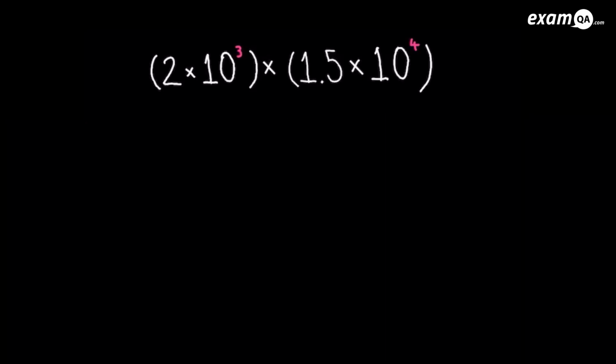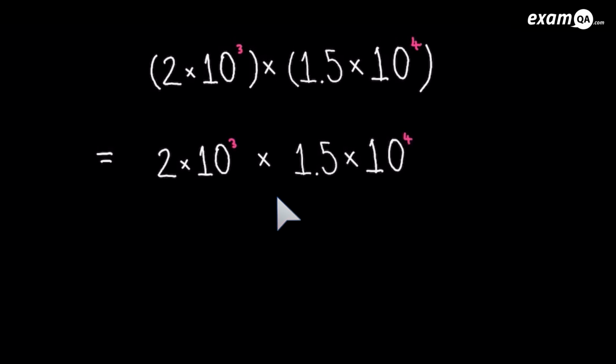Okay, so let's look at some more questions using standard form. So here we've got 2 standard form numbers multiplying each other. Now, with multiplication, we should know the order doesn't matter. And if you're good with your multiplication rules, you should also know the brackets being here and not being here would not make any difference. So we can just get rid of those brackets.